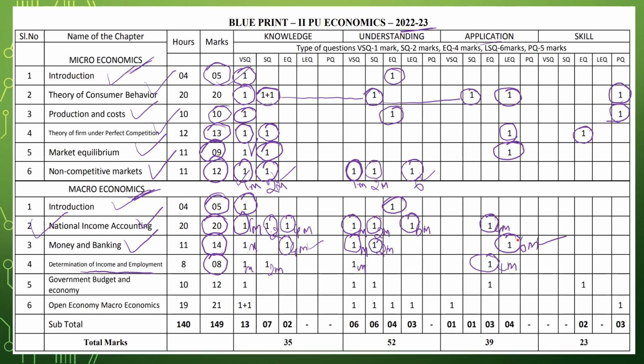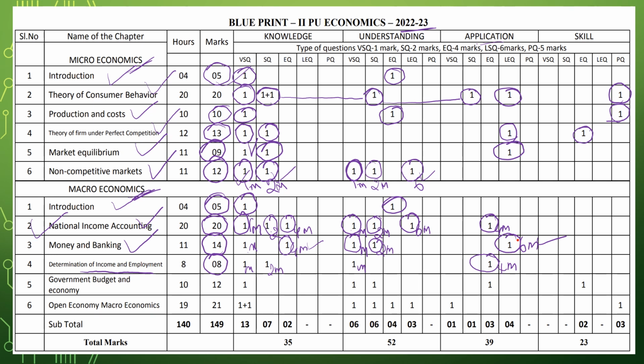So you should be very conscious, dear students, here, about determination of income and employment. And moreover, you should not be very rigid, thinking only a 4-mark question will be asked from this chapter, no 6 marks. Don't rely on that; the type of questions they are going to ask may vary.